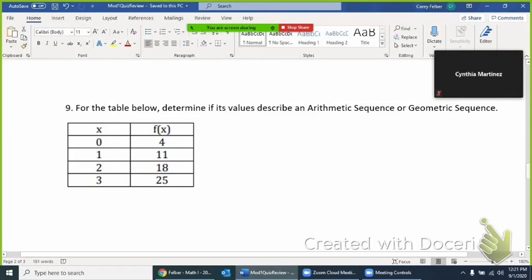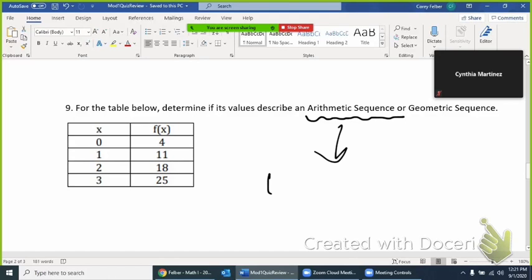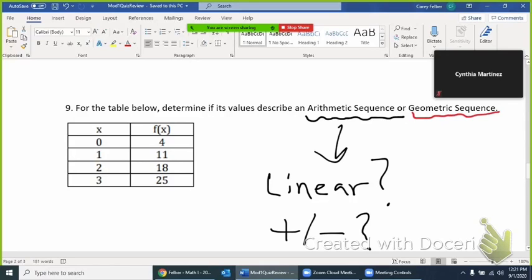Okay, we're not going to go over this one. Here's a table. You have to just tell me, is it arithmetic, meaning linear, meaning does it add or subtract every time? We know a couple things about linears and arithmetics now. Or is it geometric, which means exponential, which also means multiply or divide?